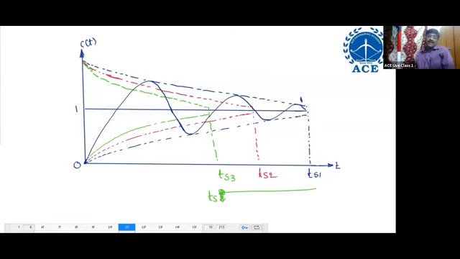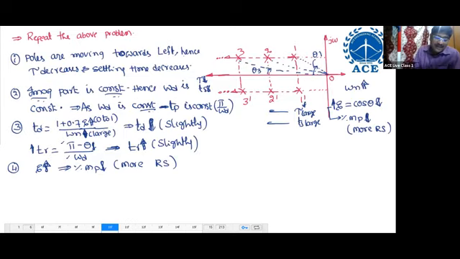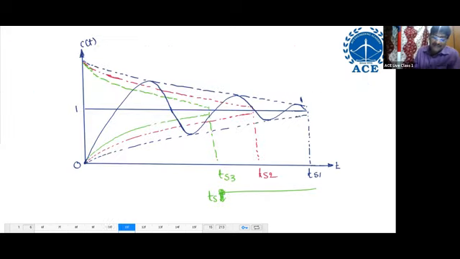This is for 1 and 1 dash. Next, 2 and 2 dash. Next draw for 2 and 2 dash. 2 and 2 dash, what happened? Same peak time. But slightly, delay time decreases, rise time increases. Slightly delay time decreases, and rise time slightly increases like this. But the peak time is the same.